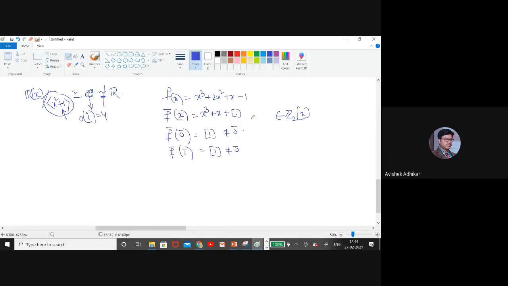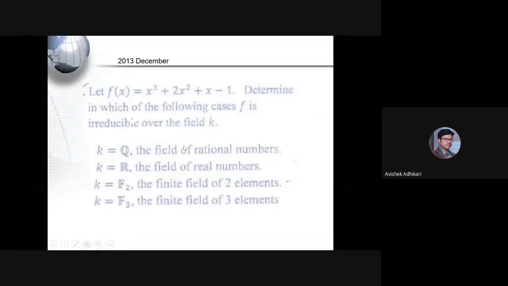Then what would be your conclusion? This is irreducible in where? In Z2[x]. And also, since this is a primitive polynomial, this is also irreducible in Z[x]. But what was our question? Let us see. So this is a rational number. So by using this result, you can say that this is irreducible in Z2 as well as in Q.